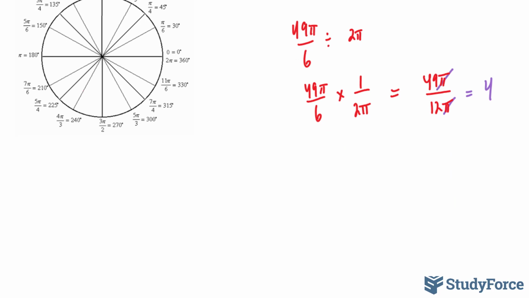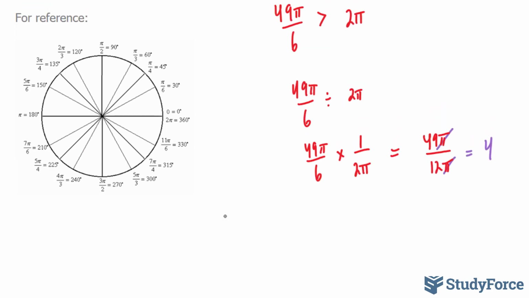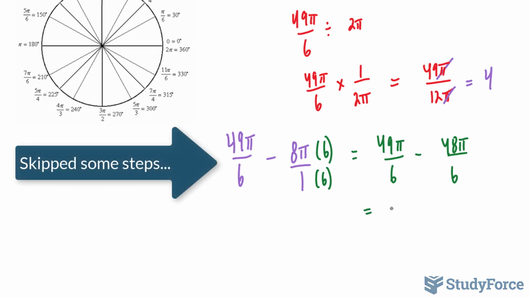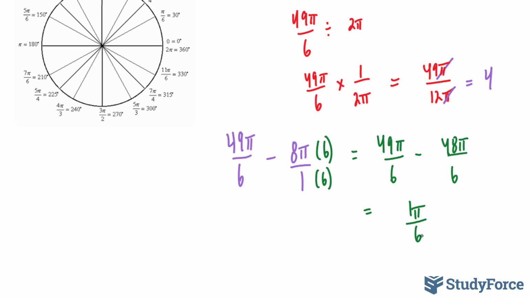What we're going to do now is take our angle of 49 pi over 6, and subtract 8 pi as we did above, because we know it's going to spin 4 times, and each spin is 2 pi, so multiplying 2 pi by 4 gives us 8 pi. Subtracting these two, we end up with pi over 6. So this angle, 49 pi over 6, originally is the same thing as pi over 6.